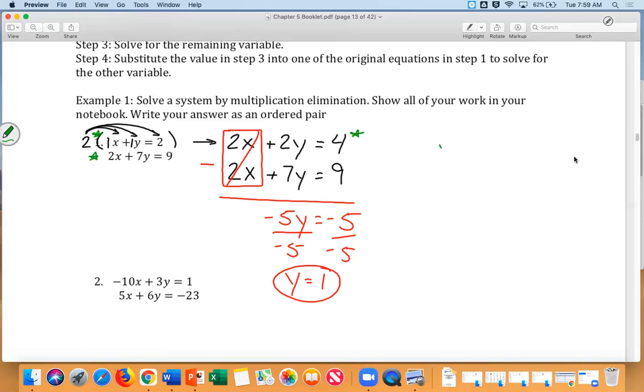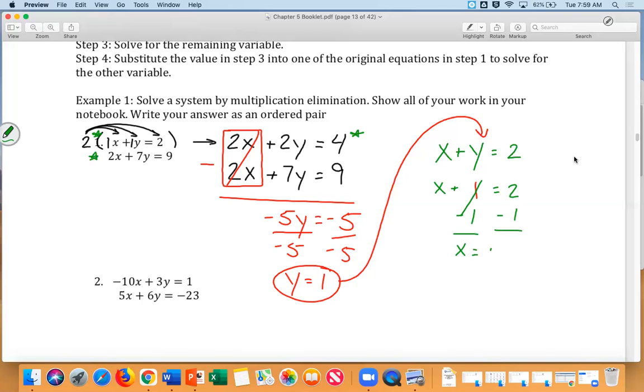So I'm going to write the top equation, and then I'm going to substitute in 1 for y. So I have x plus 1 equals 2. Subtract 1. x equals 1. My answer is (1, 1). You guys see how I did that?